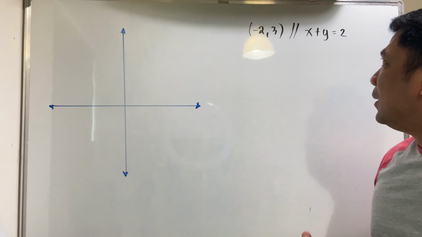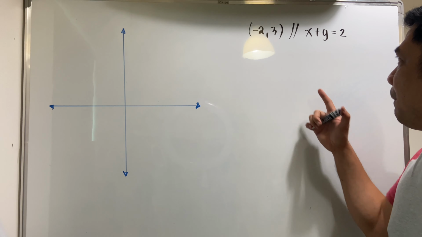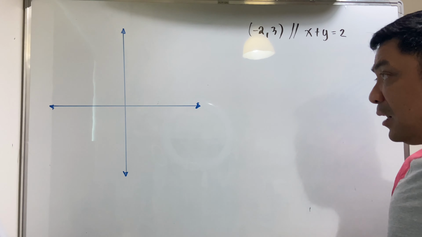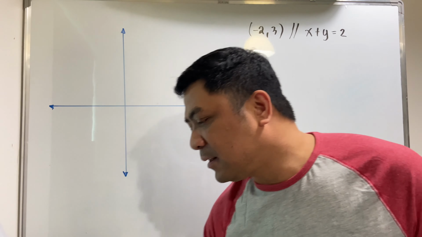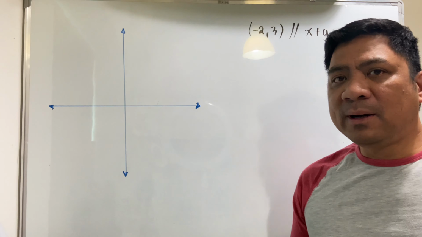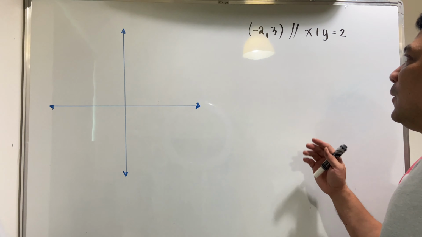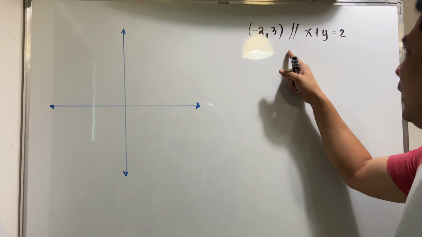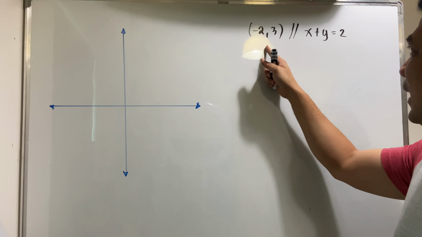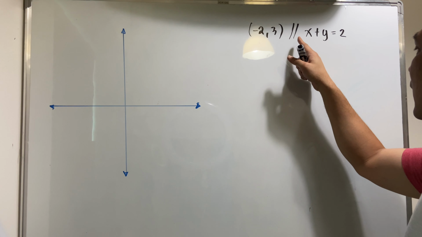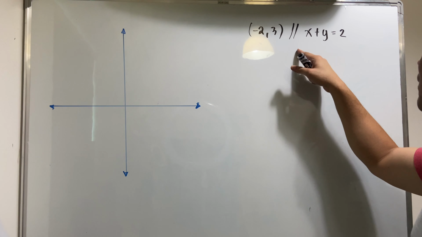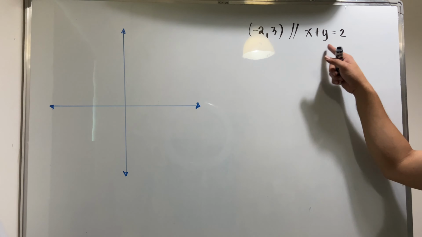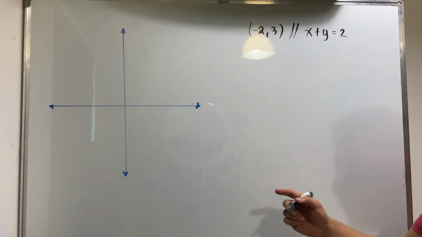So this problem, before we solve it, I just want to illustrate first sa Cartesian or sa rectangular coordinate system natin, for us to visualize kung ano ba ang tinatanong sa problem na to. So we have two lines. The first line is passing through negative 2 and 3, and we need to find the equation of this line. But this line is parallel to another line here, which is x plus y is equal to 2. So let's try to graph this first.